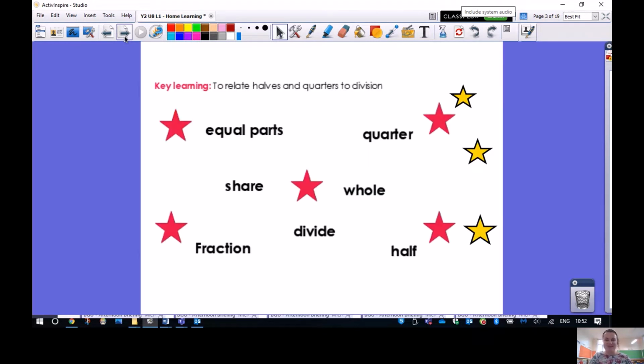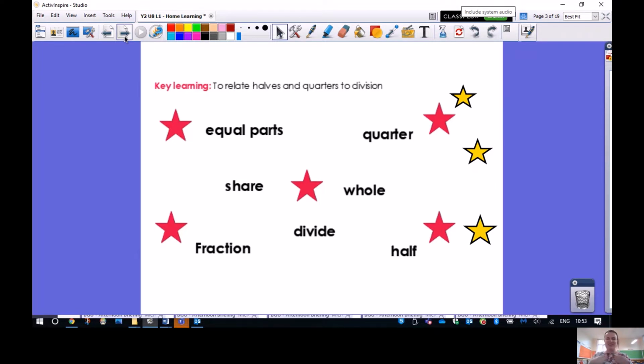We've got some star words. I hope you'll join in with me. Equal parts, equal parts. And equal parts means that your whole has been broken into equal parts. Each part has the same amount, is the same size, or has the same amount of objects in it. Quarter, quarter. A quarter is when we divide into 4. We have 4 equal parts.